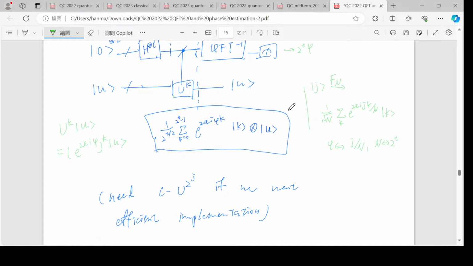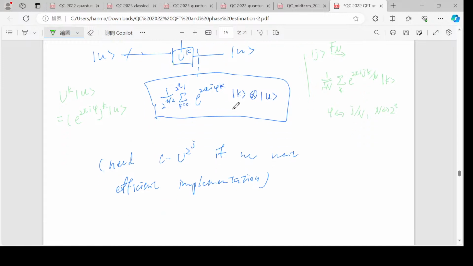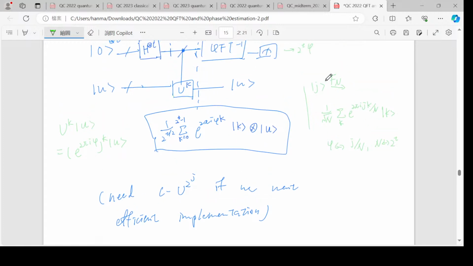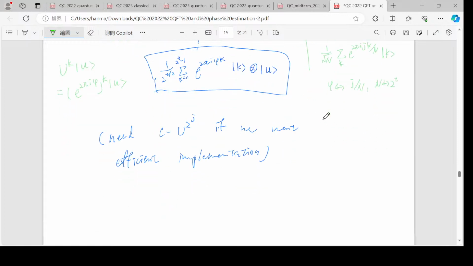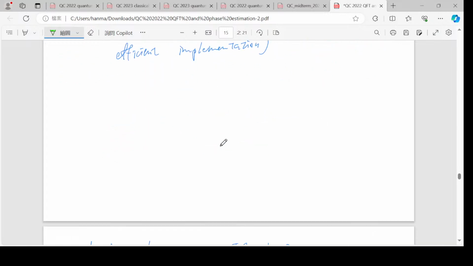And so everything, your big N is 2 to the t, and if our phi is j over big N, then this is exactly a Fourier transform state, and we can inverse Fourier transform back to get j, which is big N times phi, which is 2 to the t times phi. Okay.